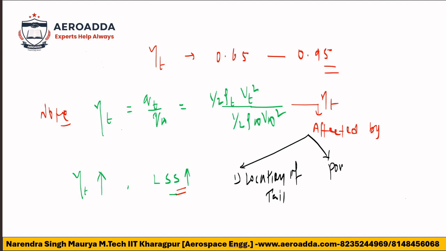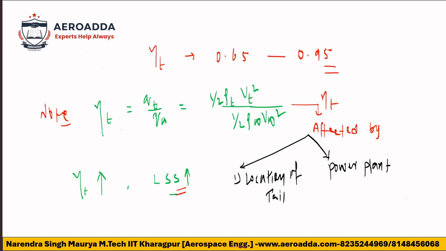Affected by power plant. Power plant means the engine. We have two types of engine: pusher type and propeller type. Propeller type means the blades, or the propeller, are placed ahead, in front. These are the two types of engine we have, pusher and propeller.